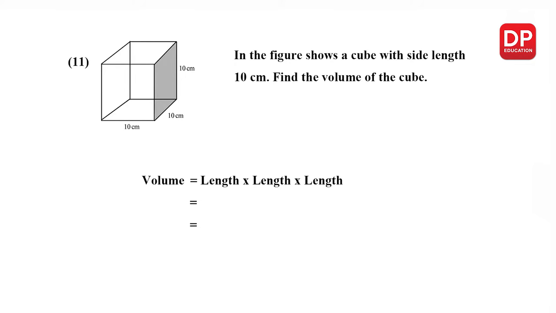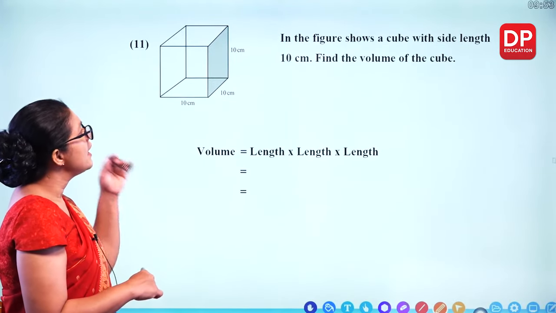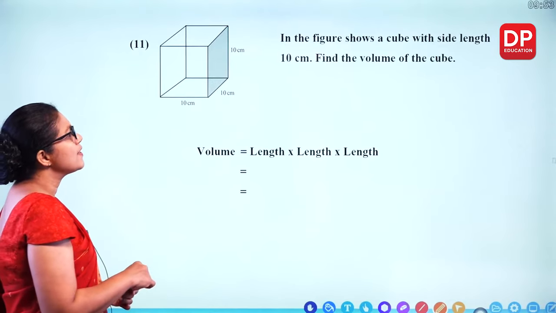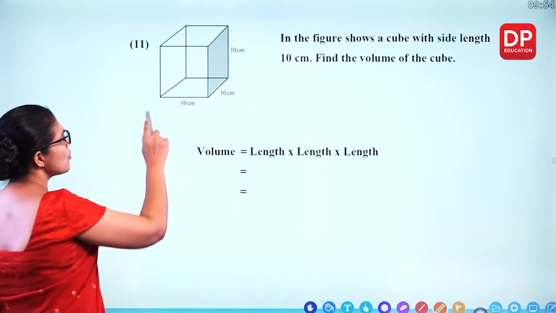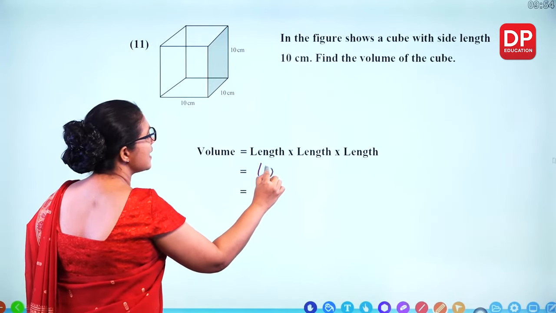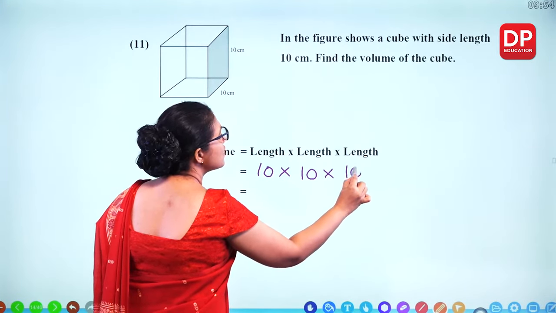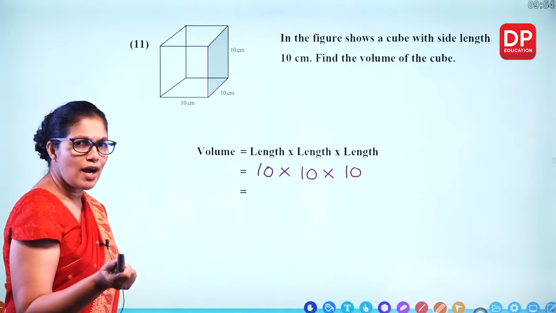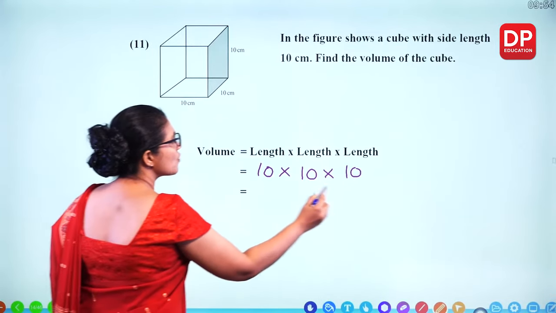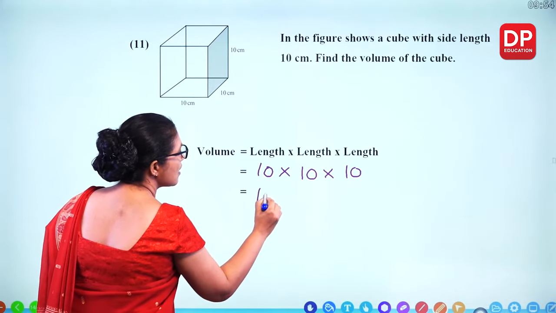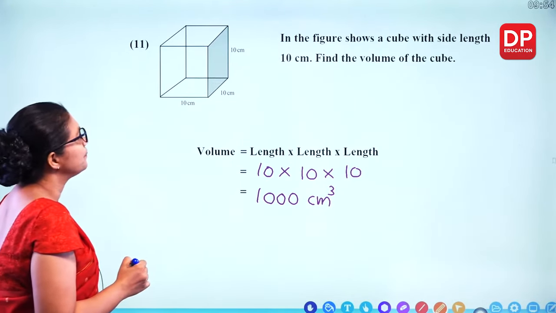Look at this one. 10, 10, 10. All sides are equal. What do you call that? That's a cube. The figure shows a cube with side length 10 centimeters. Find the volume of the cube. So same thing we can apply. Length is 10. Other length also 10. So you don't need to say length into width into height. You can say length, length, length because all are equal. So this is cubic centimeters. 1,000 cubic centimeters are there.